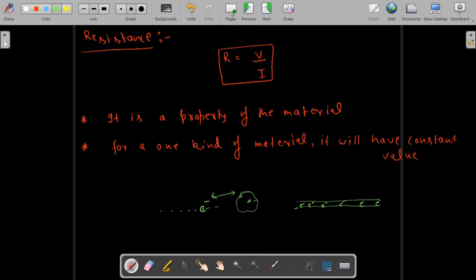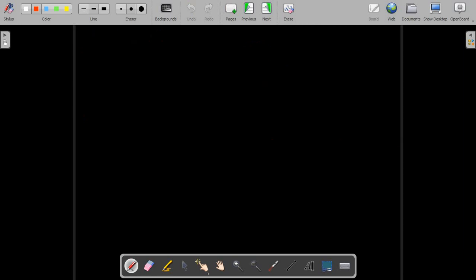So this is the resistance, and the unit of resistance is ohm. It is named after the scientist George Simon Ohm, and we represent it by omega. This is the symbol omega. We call it ohm, but we represent it that way. In your lab or in a circuit, we represent the resistance by this symbol, and this is resistance R.